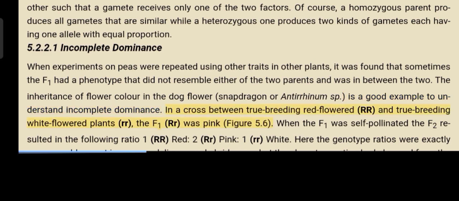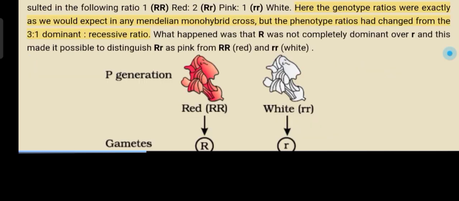In a cross between true breeding red-flowered RR and true breeding white-flowered rr plants, the F1 Rr was pink, Figure 5.6. When the F1 was self-pollinated, the F2 resulted in the following ratio: 1 RR red, 2 Rr pink, 1 rr white. Here the genotype ratios were exactly as we would expect in any Mendelian monohybrid cross, but the phenotype ratios had changed from the 3:1 dominant, recessive ratio.